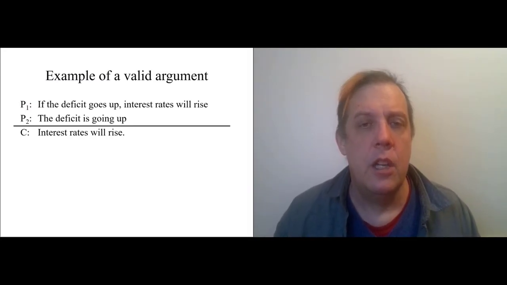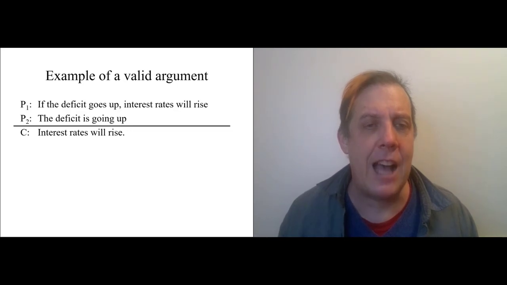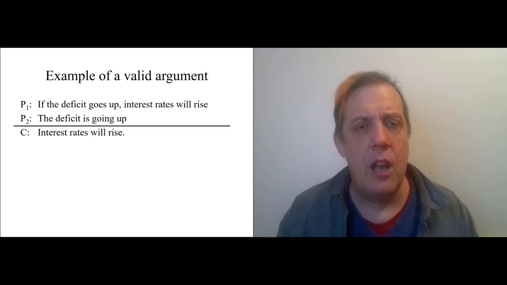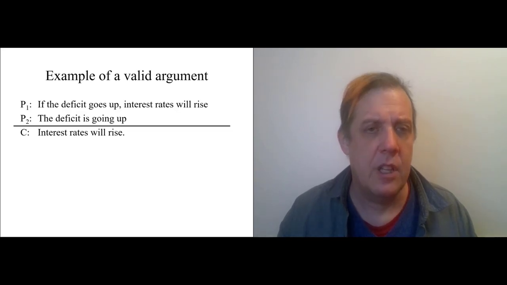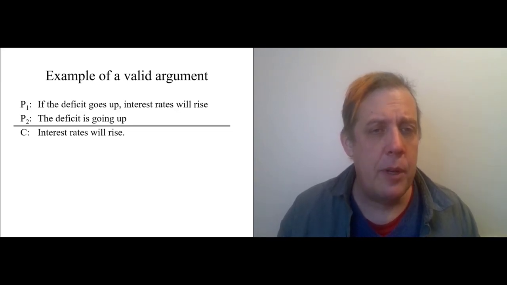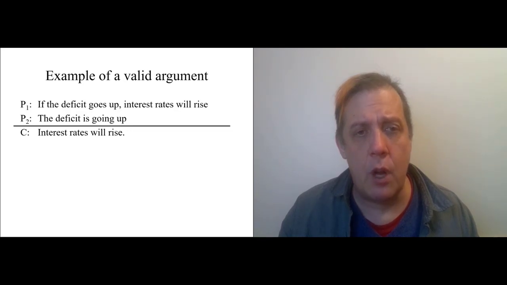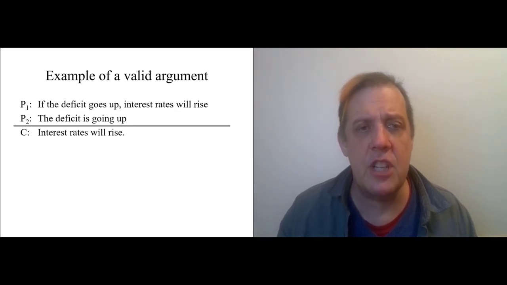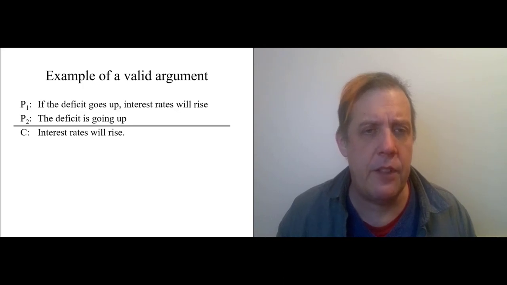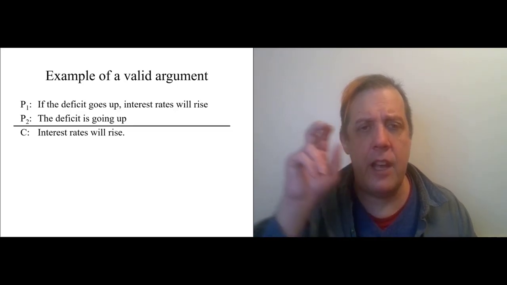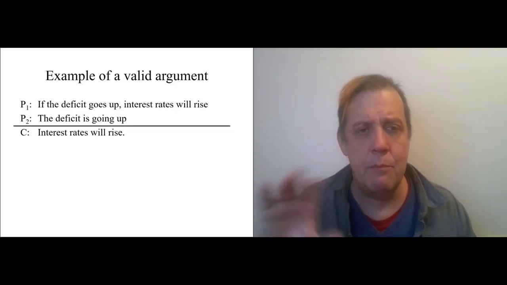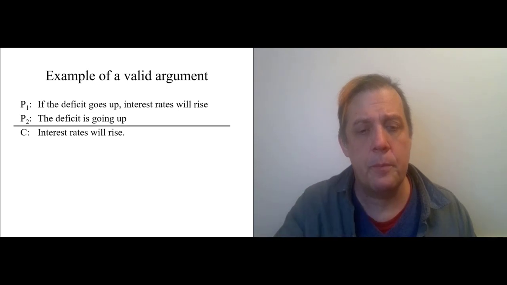All right. So here's an example of a valid argument. Start with a hypothetical statement. If the deficit goes up, then interest rates will rise. Deficits are going up, therefore interest rates will rise. If you imagine that first statement is a perfectly verified if-then statement, then the argument is valid. It's if A, then B; A, therefore B. That is a structure that is always true.